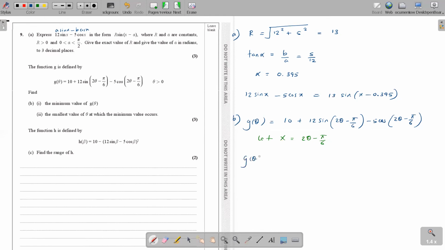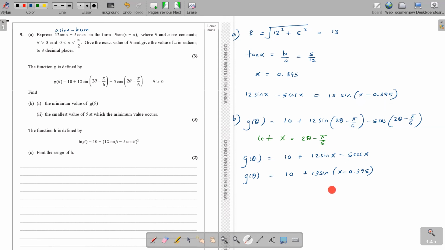Then g theta equals 10 plus 12 sin x minus 5 cos x. Can you see? I replaced the 2 theta minus pi over 6. So g theta equals 10 plus 12 sin x minus 5 cos x, which is 13 sin(x minus 0.395). So you replace the function 12 sin x minus 5 cos x by 13 sin(x minus 0.395). Okay, so this is g theta.